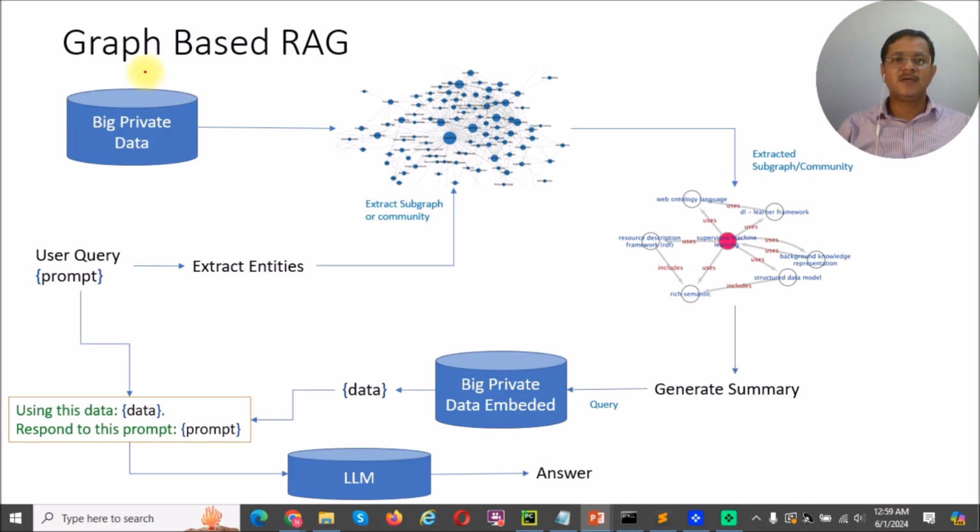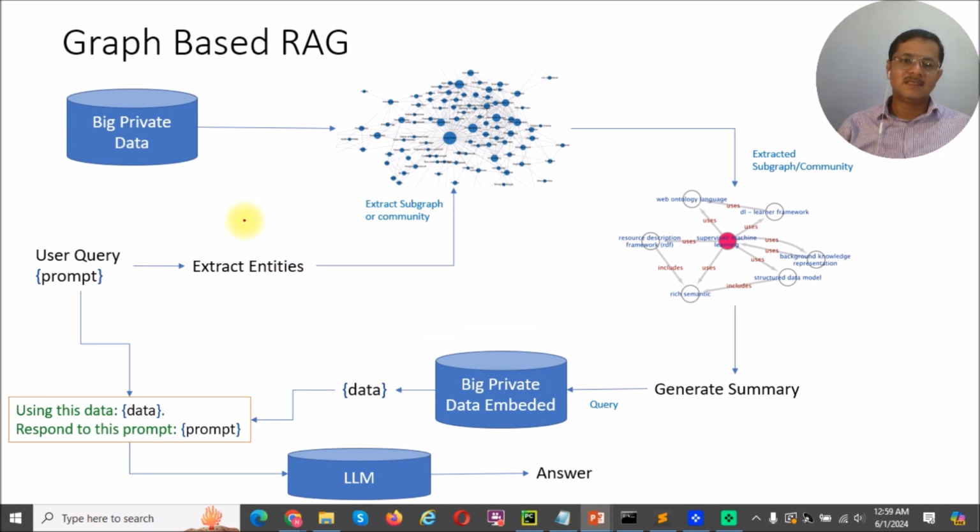Hello, I'm Neeraj. Today I will explain the concept of graph-based RAG. Just to consider a very simple scenario. Suppose you have a very big private data and you want to use that private data to get the answers for your query by using large language models.